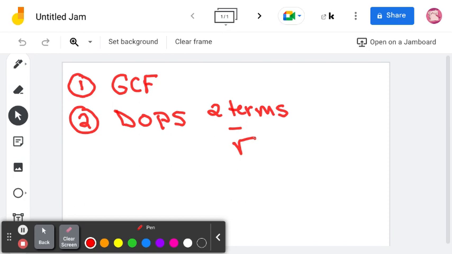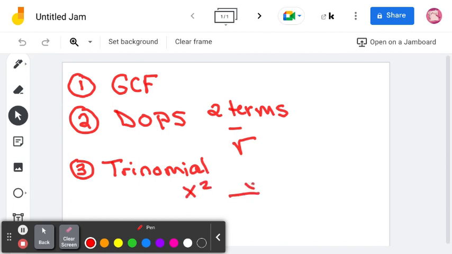Next thing you look for is if you have three terms. That's a trinomial. And for Algebra 1 purposes, it has to have an x squared in it, and then two other terms, something with an x, and then a plain old number after that.